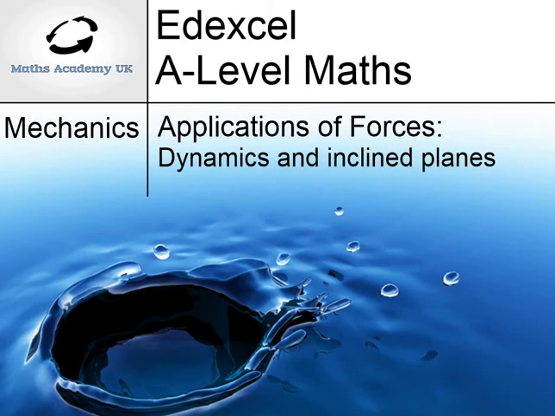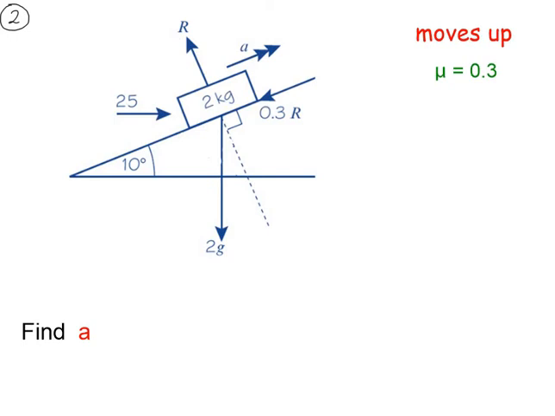Applications of forces, dynamics and inclined planes. Example 2. So we have a block with mass 2 kilograms and weight 2g. It's accelerating up the incline. Friction is opposing this motion, and this is basically F equals mu R, where 0.3 is the coefficient of friction.